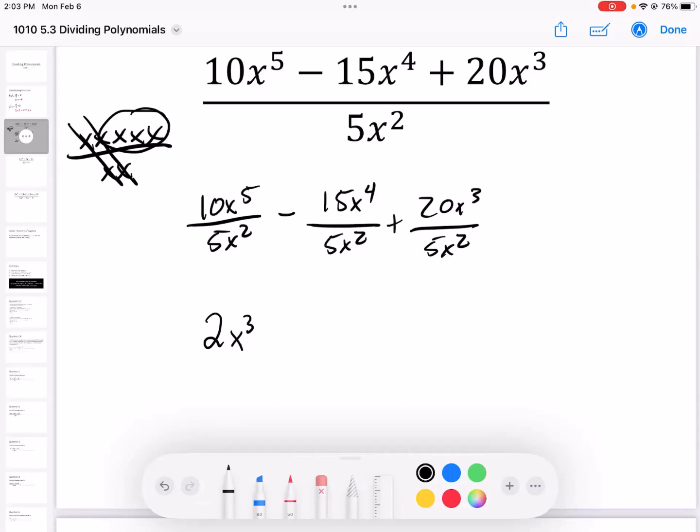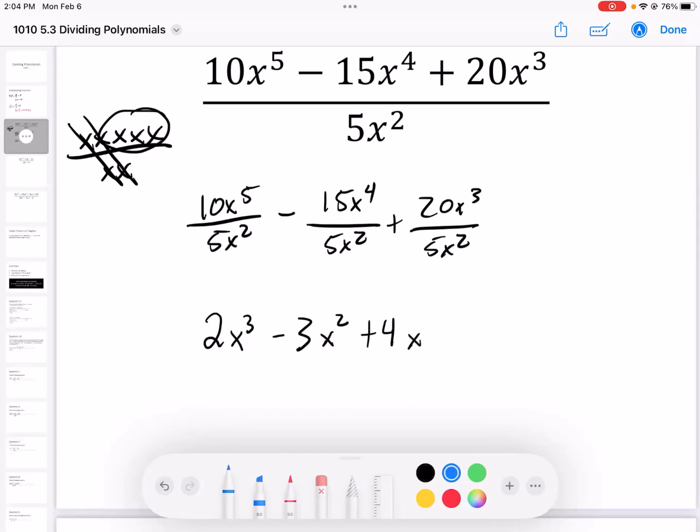So if I do the next term, negative 15 divided by 5 is going to be negative 3. And what would x to the 4th divided by x squared be? Yep, nice job, x squared. And then 20 divided by 5 is 4. And x cubed divided by x squared would be x, just a single x.